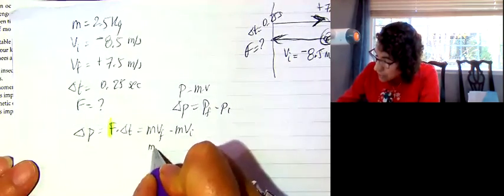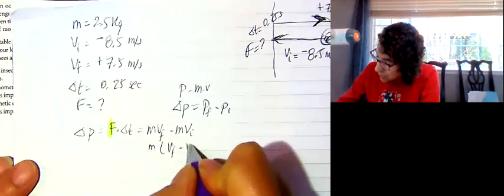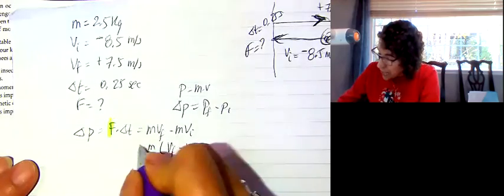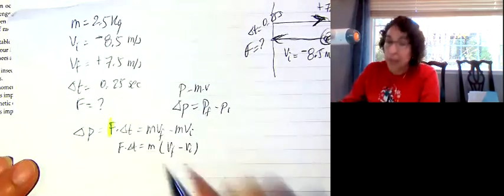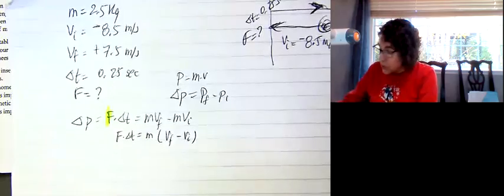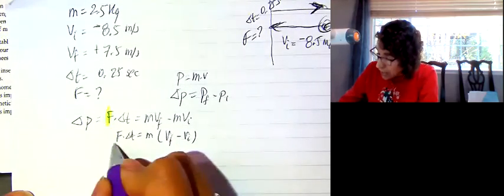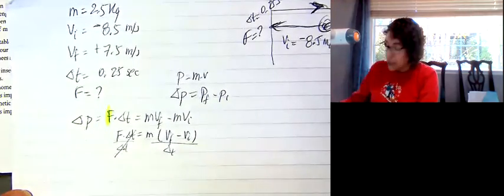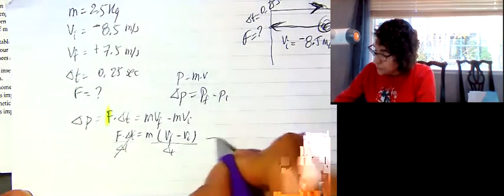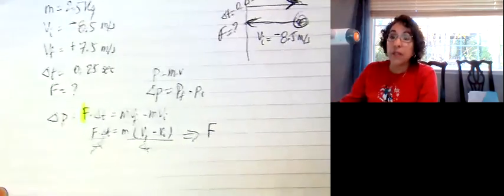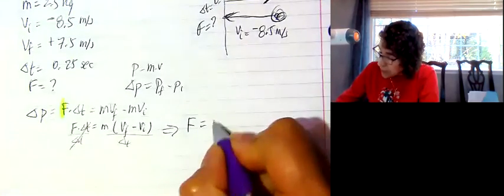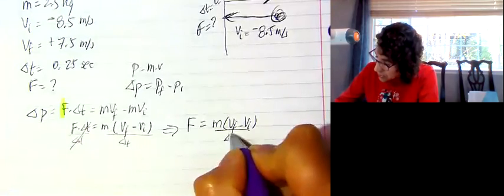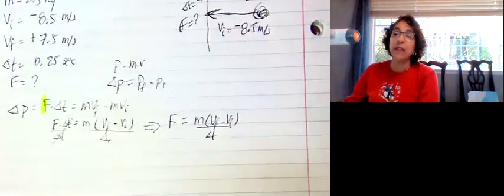If I factor out the mass, I end up with the mass times v final minus v initial, and that's equal to the force times the time. I'm interested in the force, so why don't I divide both sides by delta t? Now my delta t's cancel out, and I end up with the force is equal to mass times v final minus v initial all over delta t. Okay, now I can plug that in.